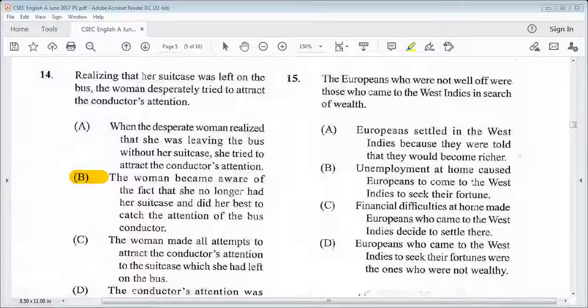The Europeans who were not well off were those who came to the West Indies in search of wealth. Our answer is D: Europeans who came to the West Indies to seek their fortunes were the ones who were not wealthy. D.